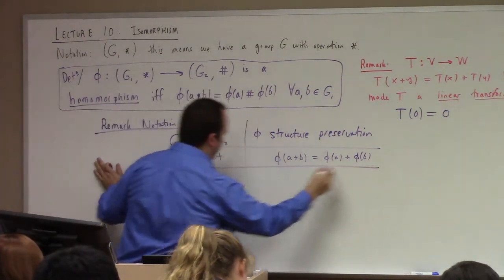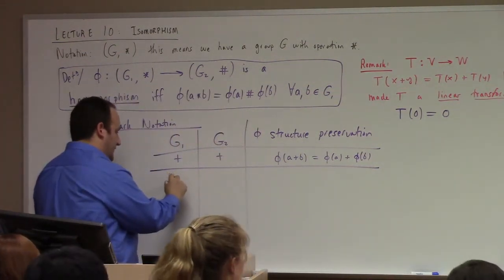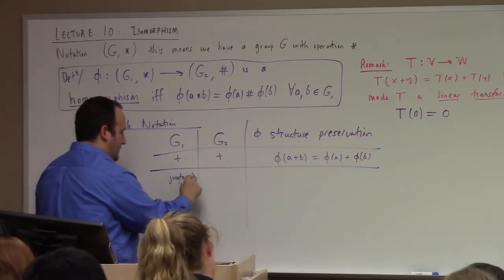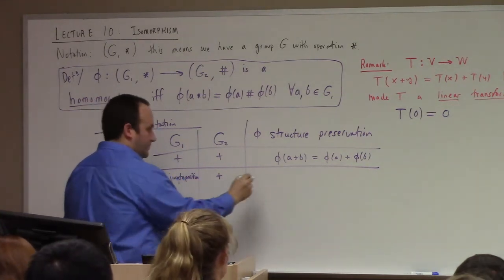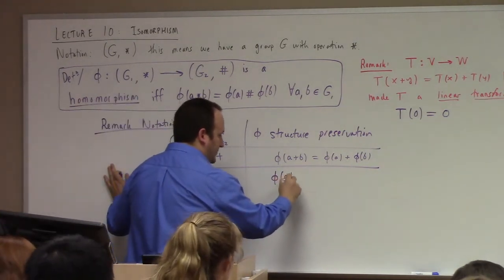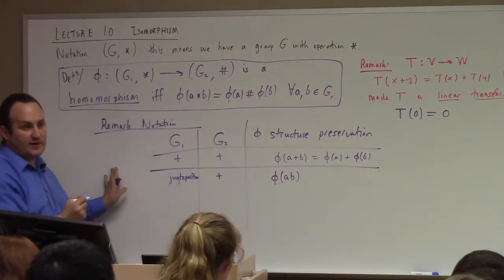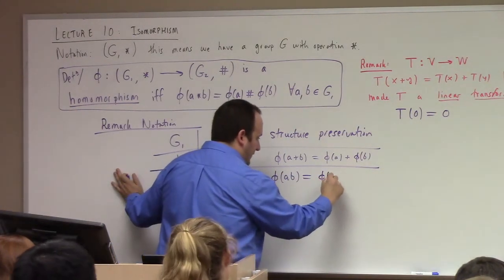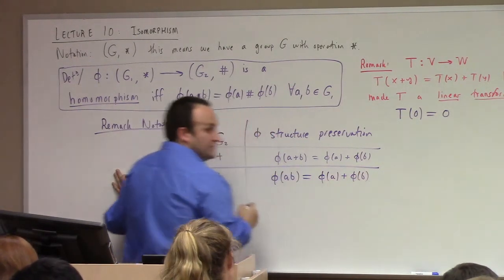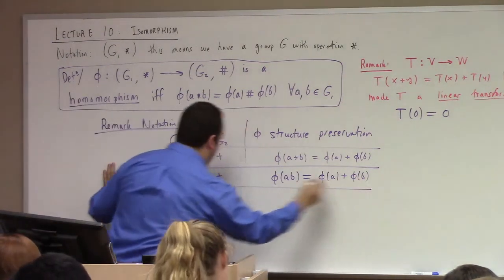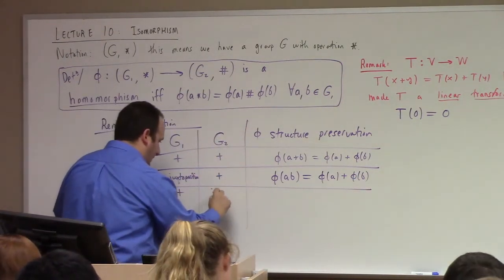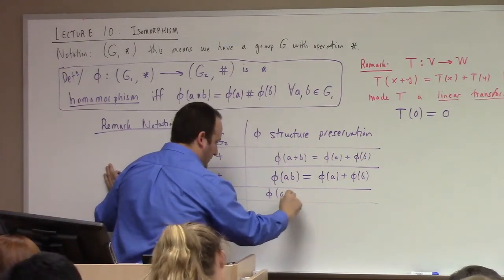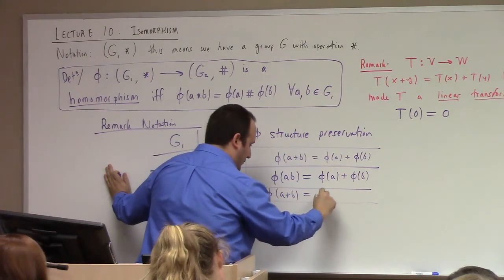What happens if we have juxtaposition on this side? What does juxtaposition mean? It means we express the product just by putting them next to each other, by juxtaposing them. This is juxtaposition, and that is equal to phi of A plus phi of B. Of course, you can do it the other way. These are all flavor options for homomorphism.